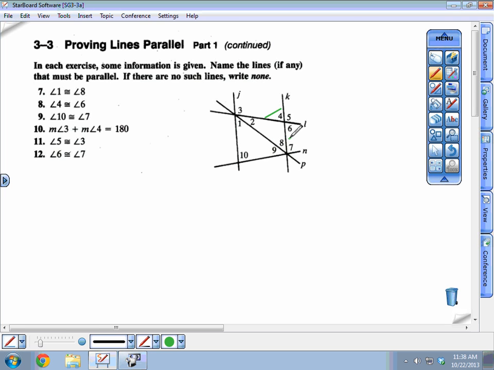No. Does that mean L and K could be? No, because L and K. You're thinking L and K parallel? How can they be parallel if they're intersecting? Duh, right? Okay?